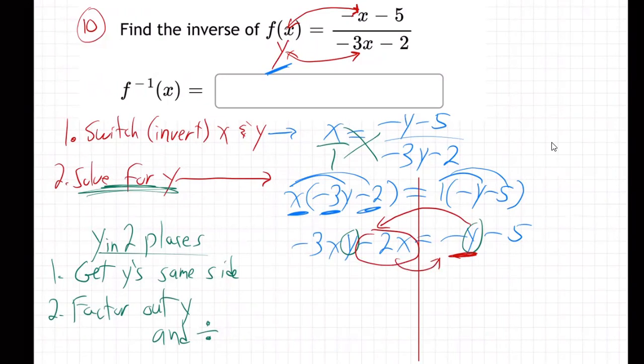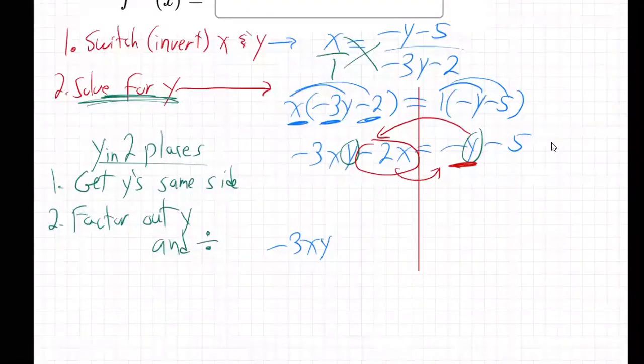What happens when anything jumps over the equal sign? It changes signs. The sign in front of it changes, right? So it'll become minus 3xy plus y. See how that minus y became plus? And then the other side, plus 2x minus 5. You see what happened there?